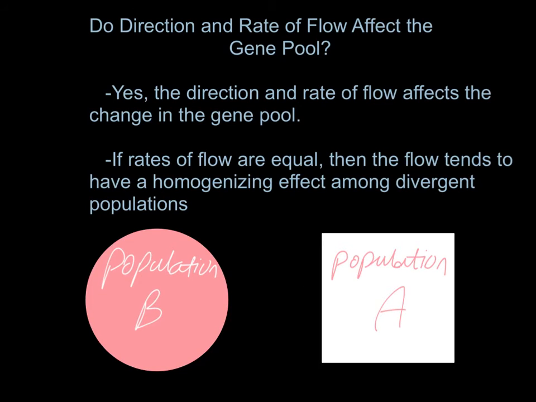Another aspect of gene flow is whether the rate of the flow actually affects the gene pool, and the answer is yes, the direction and the rate of the flow actually affect the gene pool. For example, if the movement of alleles is from population A to B, then A is not changing, but B is changing because we're introducing new alleles to population B. So if the amount of allele exchange is the same both ways, then both populations are becoming more similar to each other, in other words, they become homogeneous.